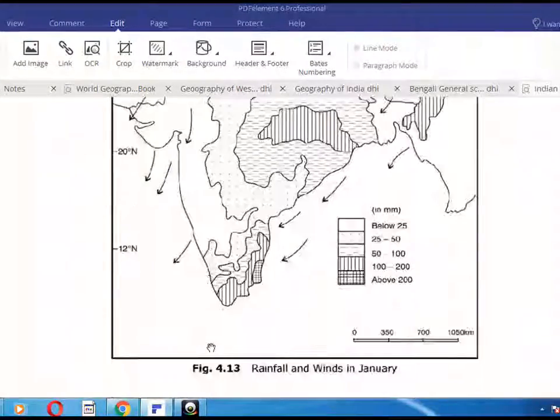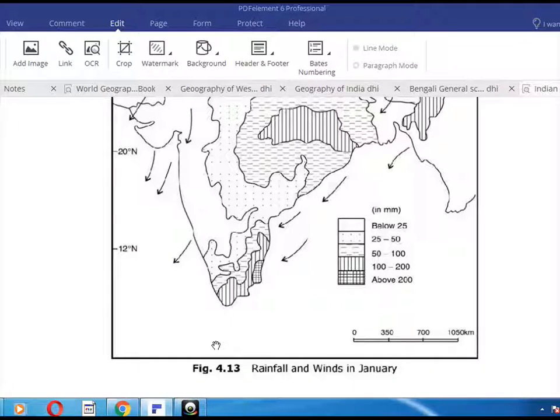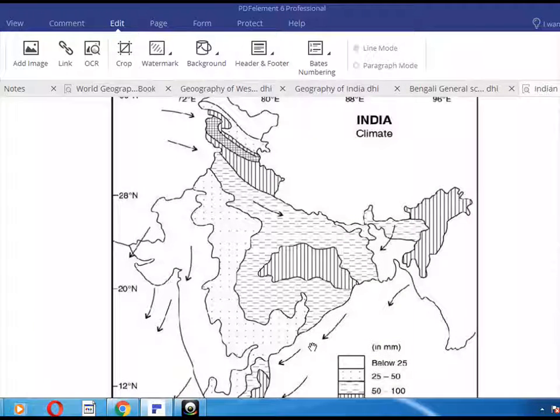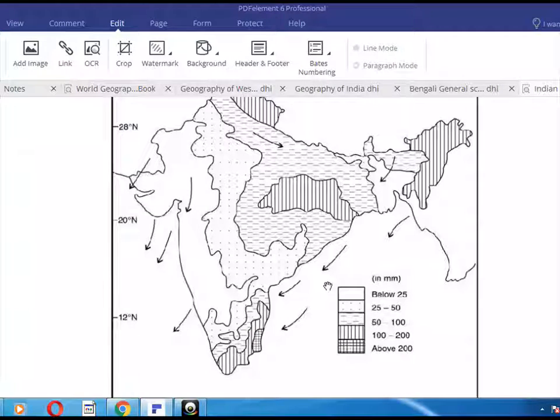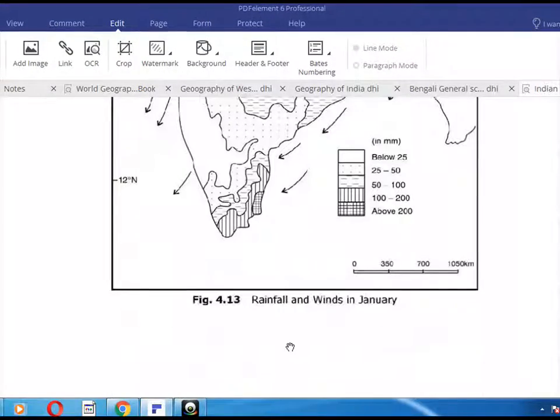Low pressure. And here is rain, the Indian climate. Here you can see rainfall and winds in January. So above 200 centimeters of rainfall occurs here, because we are now moving from here to here, north to northeast. So rainfall is high, especially here and here. High rainfall occurs in June.